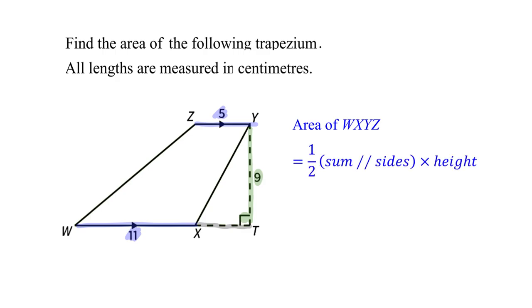And once you have successfully identified the parallel sides and the height, then we can apply the formula half times the sum of parallel sides times the height to find the area of this trapezium. In this case, half times the 5 plus 11 times 9. You will get 72 cm square.